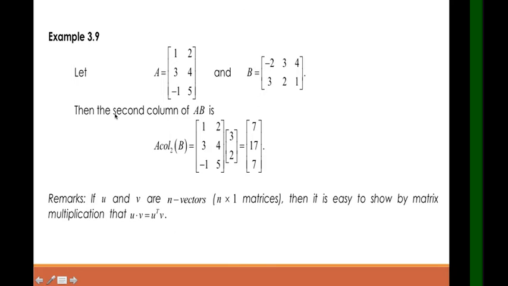Okay, so again, in this portion, the condition is the second column of AB. Okay, the second column. So we are solving for the second column. Okay, so we have this A and then the second column of B, column sub 2 of B.